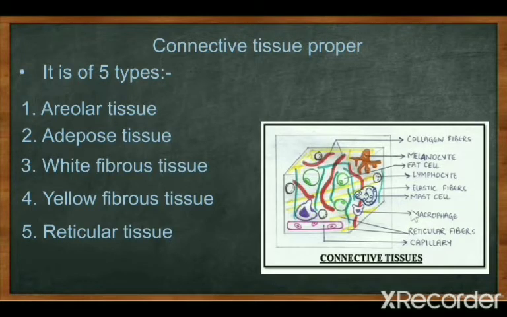There are 2 types of fiber present in that: one is white fibrous and the second one is yellow fibrous. The location of areolar tissue is in between the skin and muscle, as I already told, around blood vessels and nerves, and in the bone marrow. The location is very important. Some functions are there. It helps to hold various tissues together.